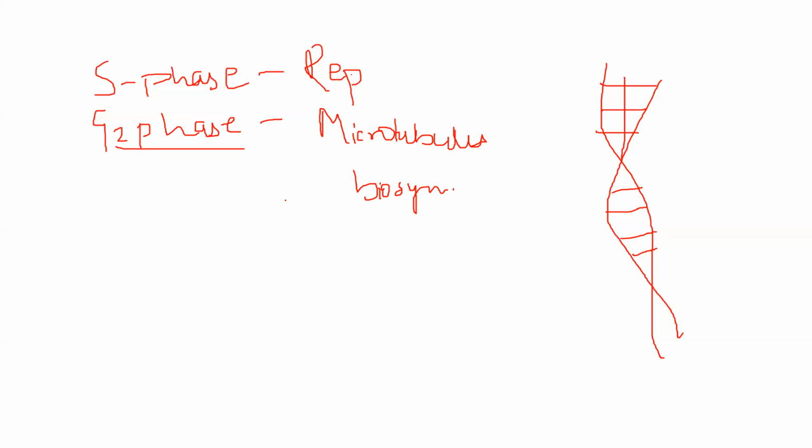Spindle formation assembly. Okay, spindle formation assembly. They are the part of cytoskeleton. Yes, cytoskeleton. And they are made up of tubulin protein. These microtubule polymerization, depolymerization, you guys have heard. So microtubule biosynthesis takes place in the G2 phase.